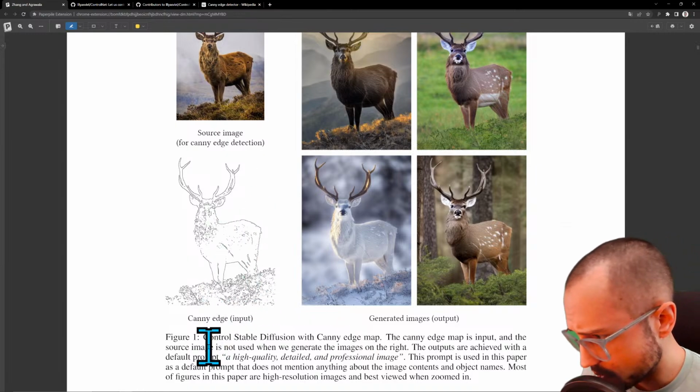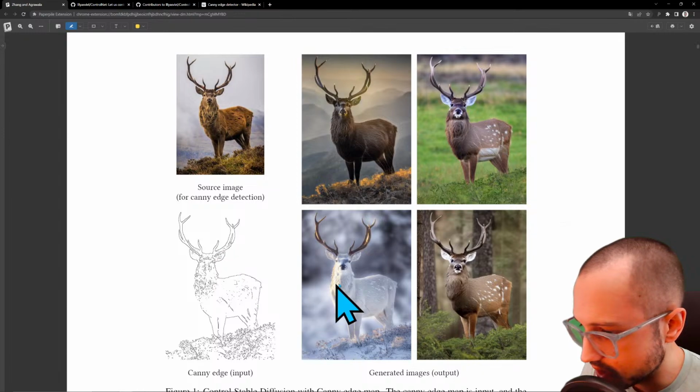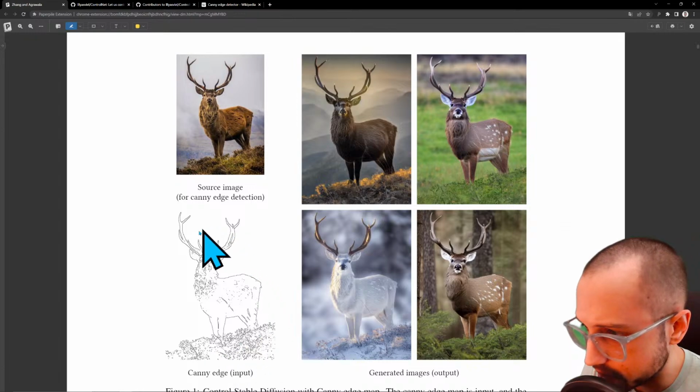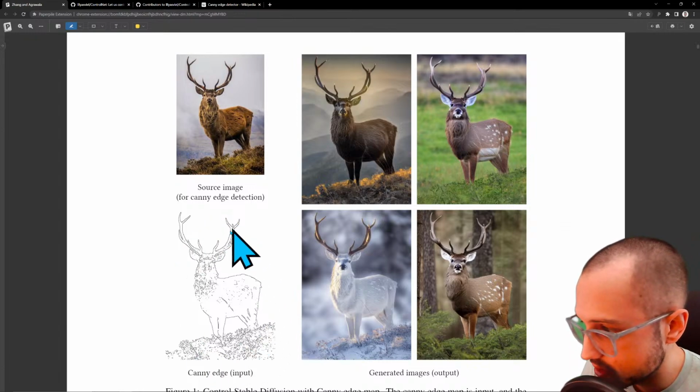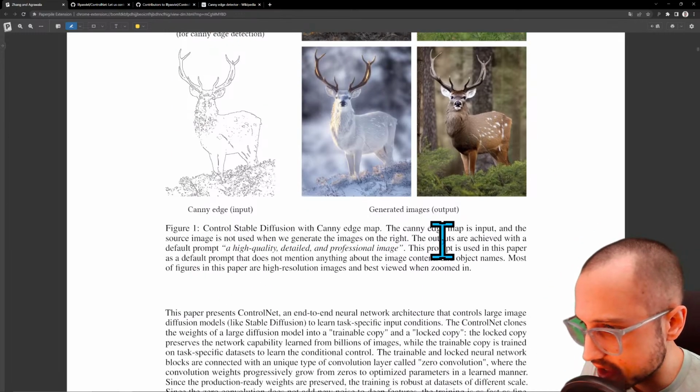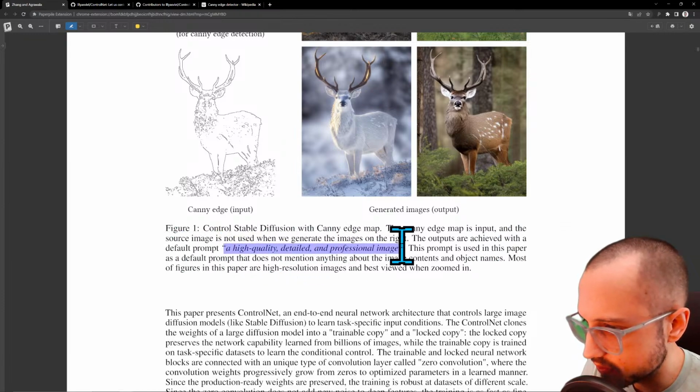But what ControlNet allows you to do is it allows you to take a diffusion model and constrain it such that this edge input is somehow used. Not 100% sure exactly. That's what we're going to figure out today. "Canny edge map is an input, and the source image is not used when we generate images on the right. The outputs are achieved with a default prompt, high quality, detailed, and professional image. This prompt is used in this paper as a default prompt and does not mention anything about the image contents. Most figures in this paper are high resolution images and best viewed when zoomed in."